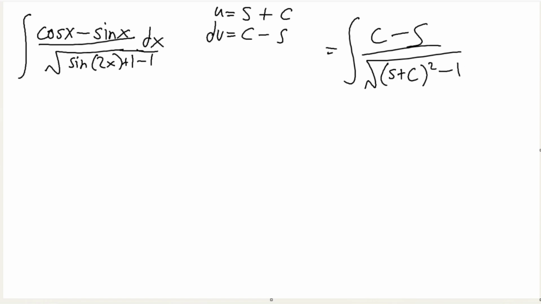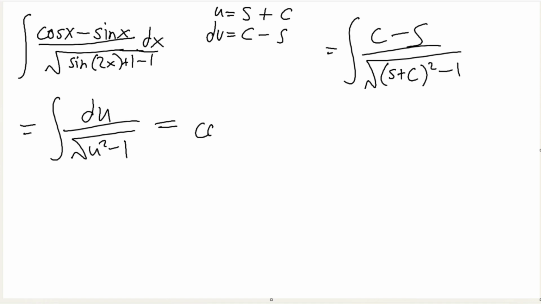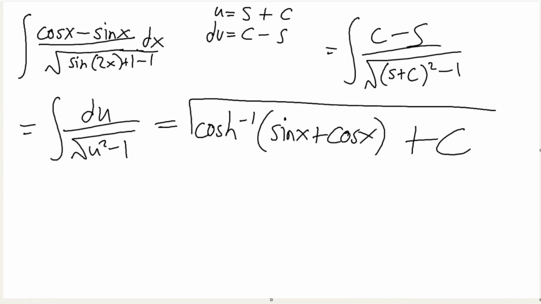Minus 1. Okay, so that's what we have. So then our u is this. We get u squared minus 1. I'm too lazy to do trig substitution, so I'm just going to use inverse cosh to make it faster for myself. So inverse cosh of sine of x plus cosine of x plus c. And that would be my answer.